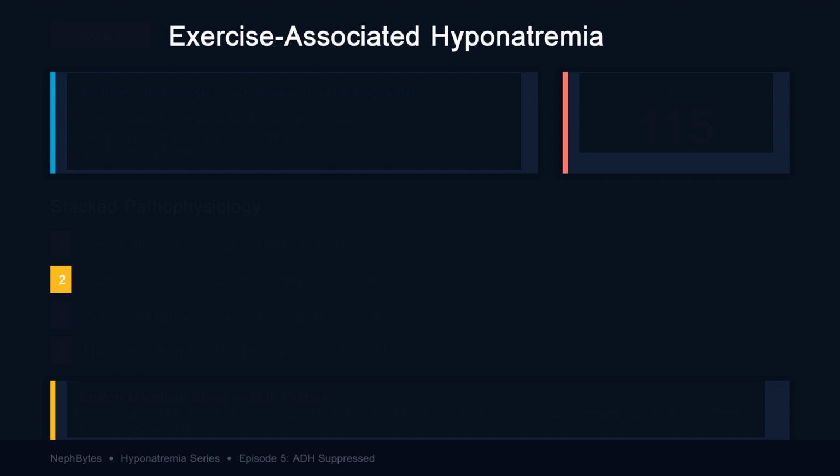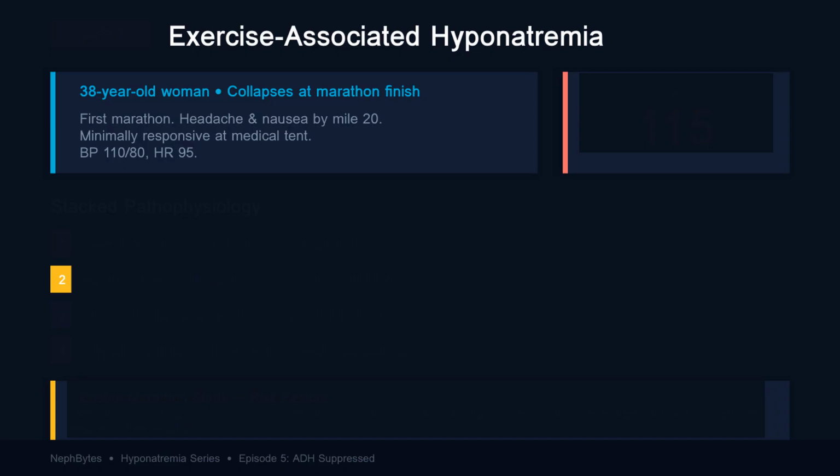Exercise-associated hyponatremia. A 38-year-old woman collapses at the finish line of her first marathon. By mile 20, she had a headache and nausea. At the medical tent, she's minimally responsive. Blood pressure 110/80, heart rate 95. Point-of-care sodium is 115. This is severe exercise-associated hyponatremia, and it's more common than most clinicians realize.